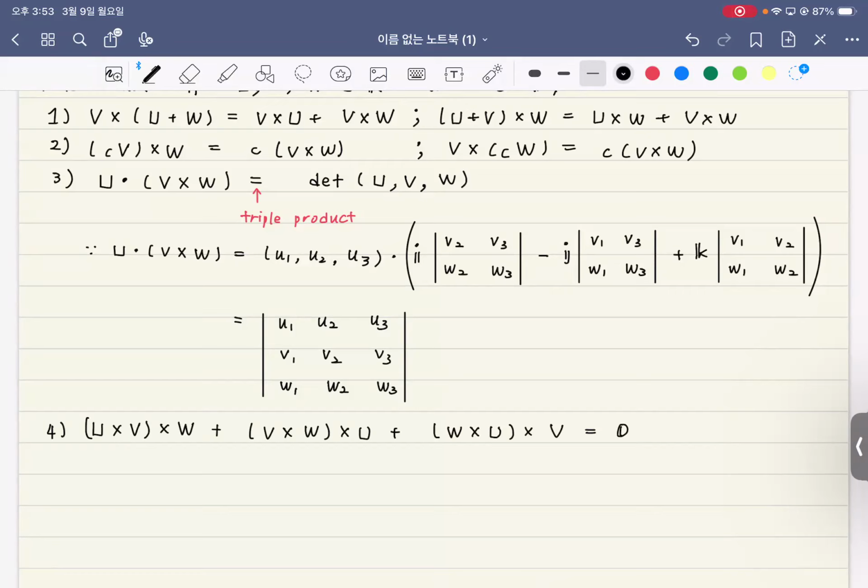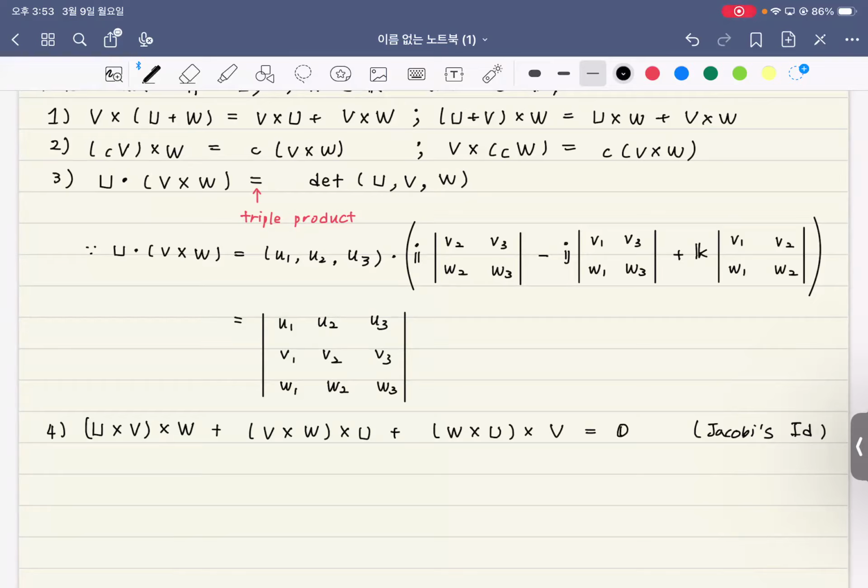This last identity is also true for all three-dimensional vectors u, v, and w. And this is called the Jacobi identity. So, how am I able to memorize this identity? You have three terms on your left, and the appearance of the vectors u, v, w is in cyclic order: u, v, w, and v, w, u, and w, u, v. So they are given in this cyclic order.